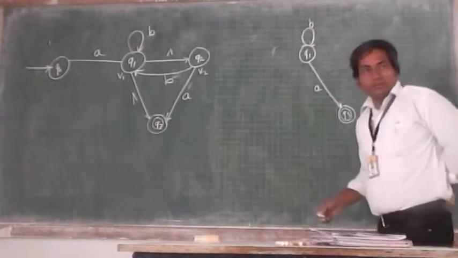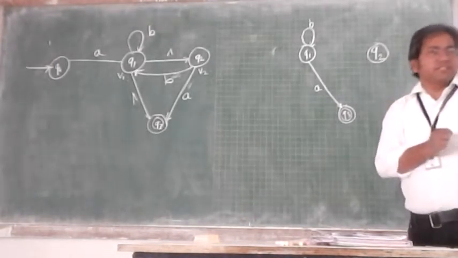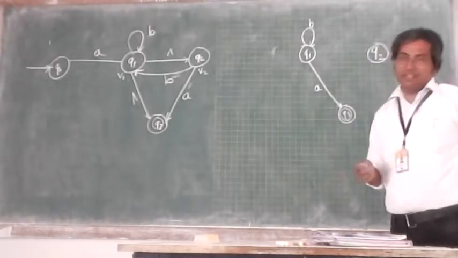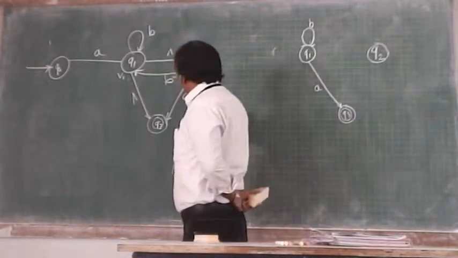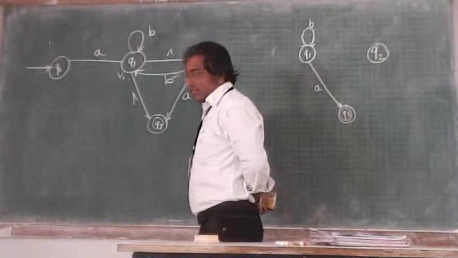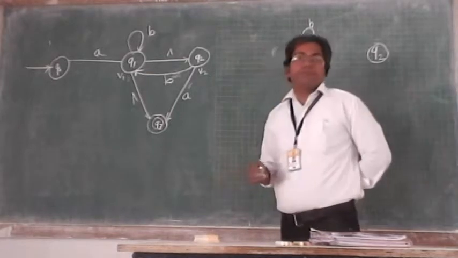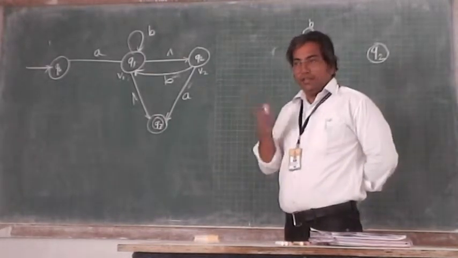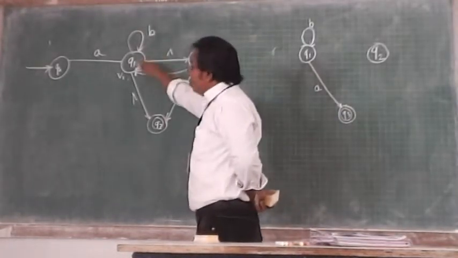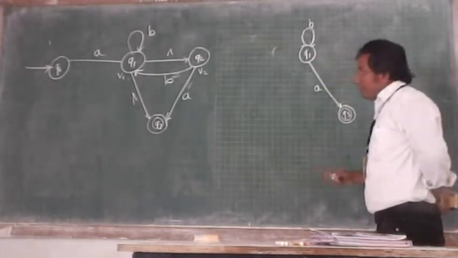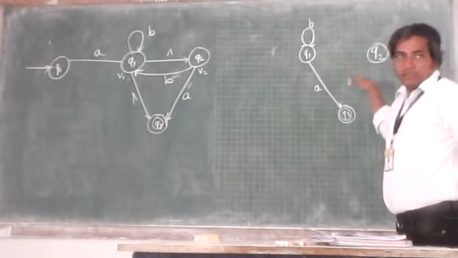The second step is completed. You come to the third step. The third step says that if V1 is the initial state, then make V2 the initial state. Here V1 is not an initial state, so V2 is not required to be made an initial state. Then you go for the fourth step, which says, if V2 is a final state, then make V1 a final state. V2 is not a final state, so no need to make V1 a final state. So the third and fourth steps were not applied here. So this whole procedure has been completed.